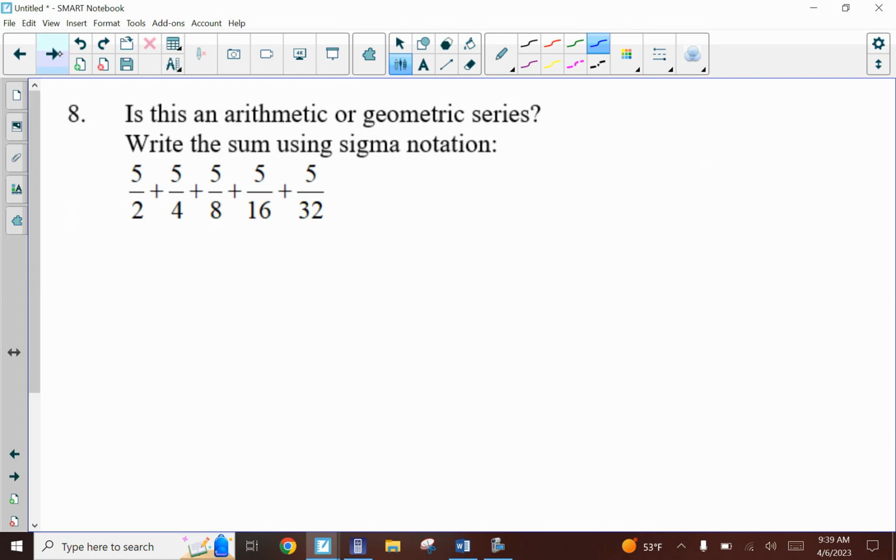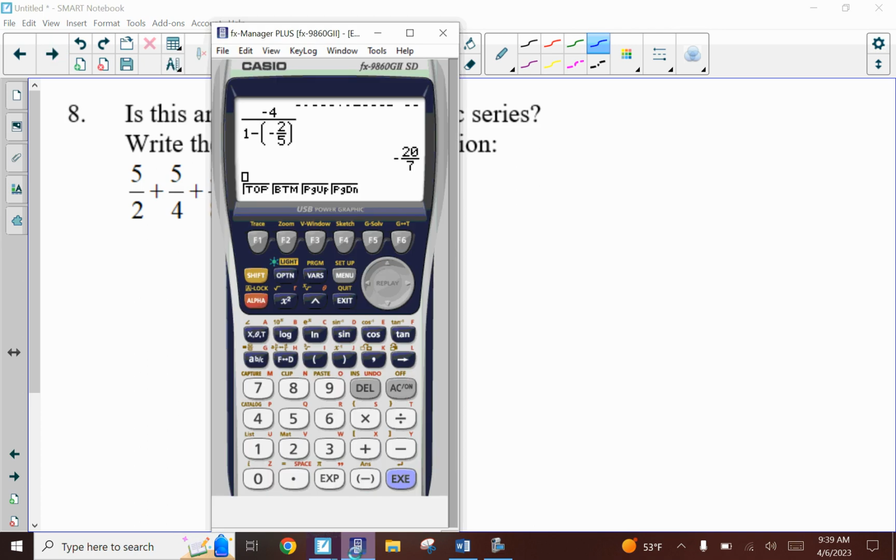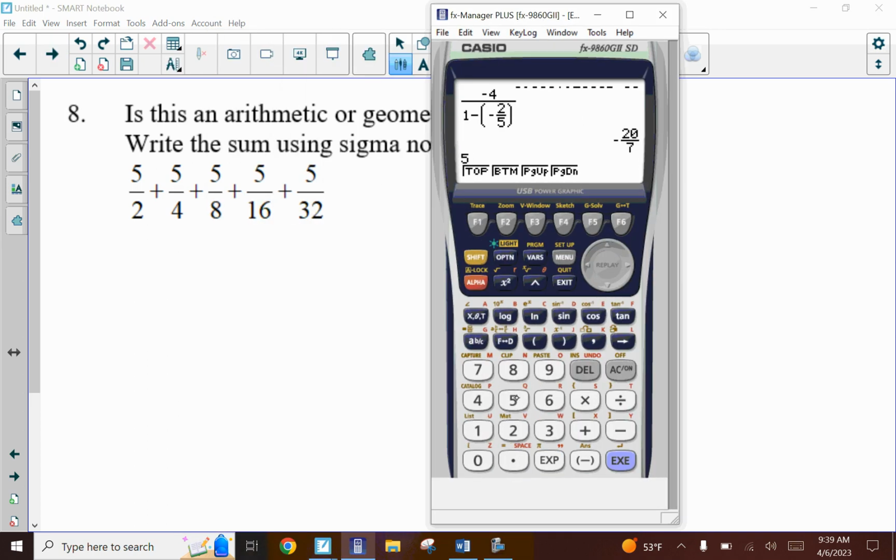Okay, so this one says, is it arithmetic or is it geometric? Well, there's an easy way to find out. You just use subtraction. So if I do 5/4 subtract 5/2, that answer is negative 5/4. And then if I do the next pair, 5/8 subtract 5/4. If this is arithmetic, it should be the same answer both times. And you can see it's not. So this is not arithmetic.